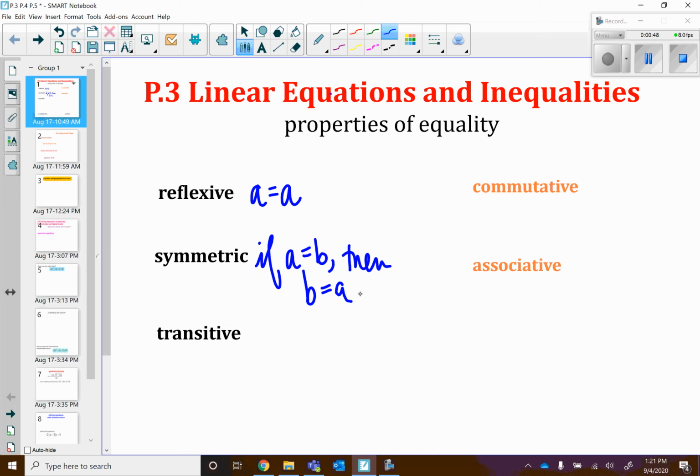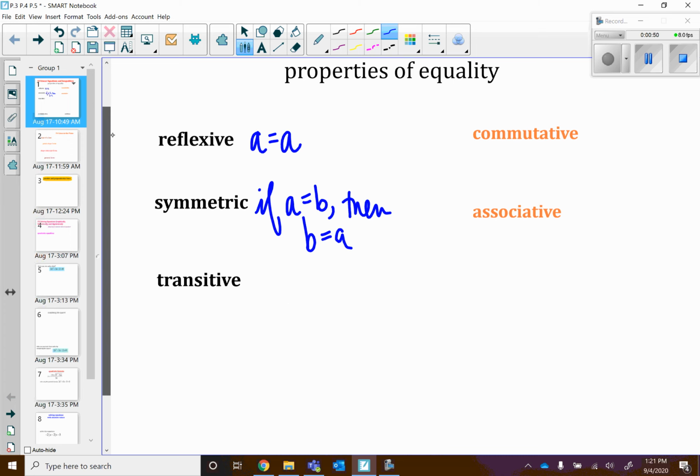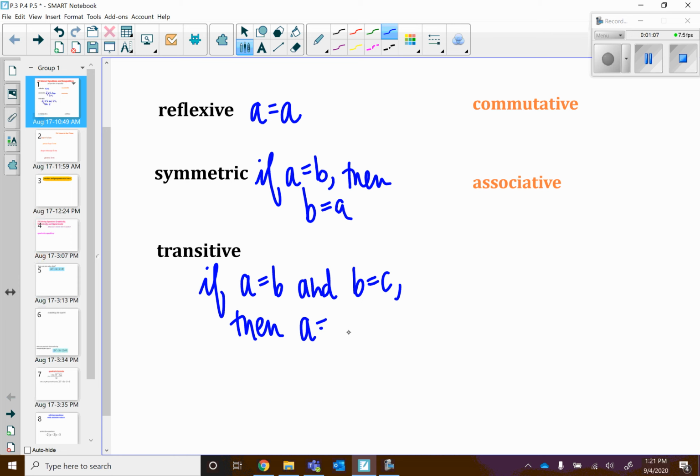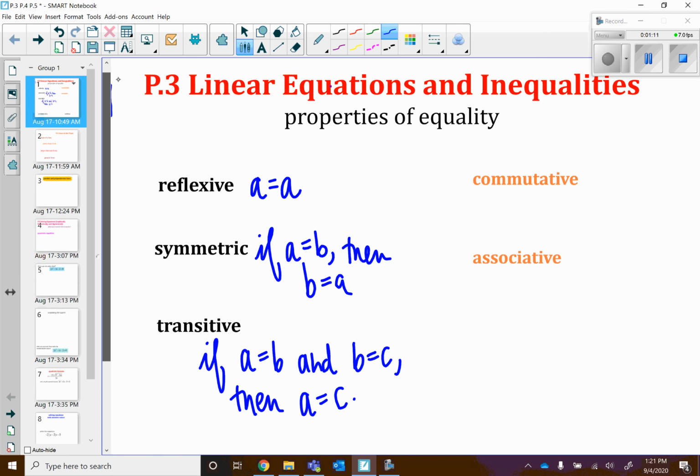Third, transitive property. I like this property a lot. It has a lot of ways we can use it outside of math, and maybe we'll talk about that in class, but the transitive property says if A is equal to B and B is equal to C, then I can cut out the middleman and I can say A is equal to C. So those are our properties of equality.